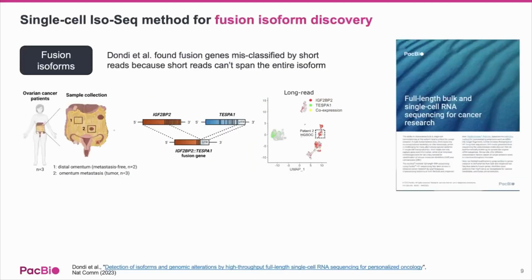What can single-cell isoform sequencing with HiFi bring that short reads or other technologies cannot? In one case, researchers applied single-cell Iso-Seq to ovarian cancer samples and found a patient-specific, tumor-specific fusion isoform. Using matching short reads, the short read analysis misclassified the fusion reads to one of the component genes, TESPA1, because it can only capture a small portion of the transcript. In contrast, long-read sequencing accurately identified the fusion transcript in the cancer cells.